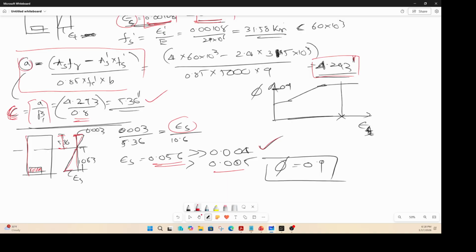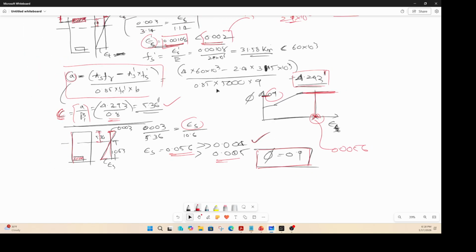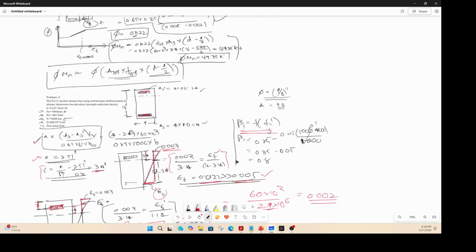Greater than 0.005, that means you are in the flat plateau area. Life is easier. This value here is 0.056. You are in that region. So you come here and pick up your phi value as 0.9. Okay. If I want to do some more interesting problems, those problems will be on flexure and shear capacities. But this is what we did for today.